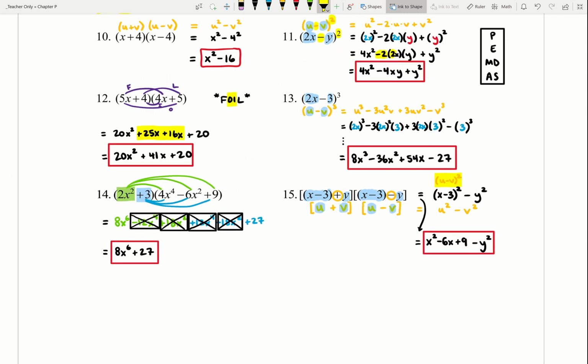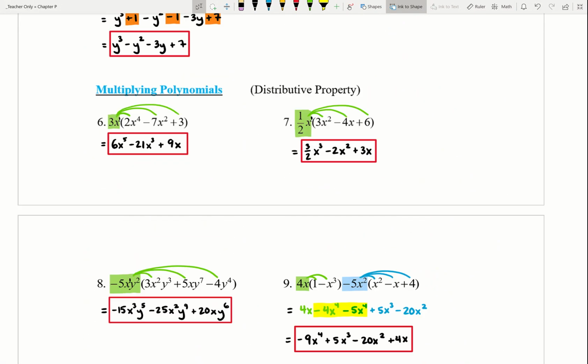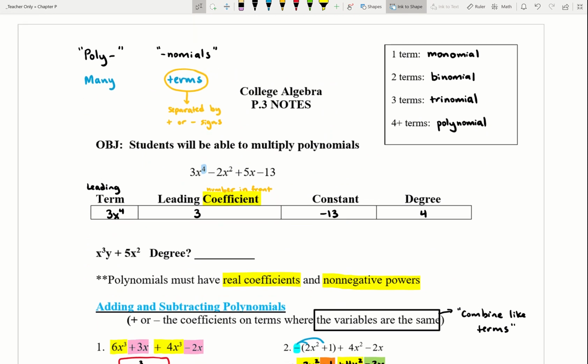So I hope that this video has been of some help to you whenever you're multiplying and adding and subtracting polynomials. It's very simply, straightforwardly done. Maybe just involves a little bit of work, but that's all I have for this video.